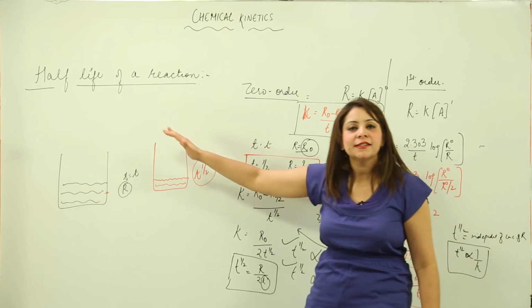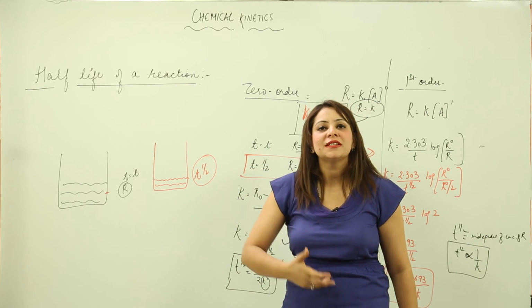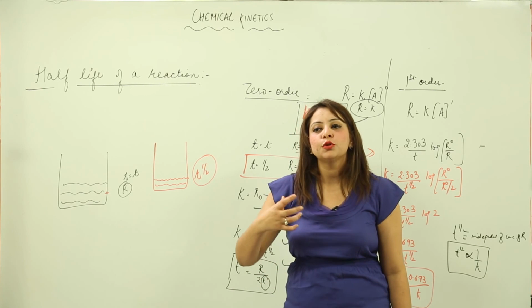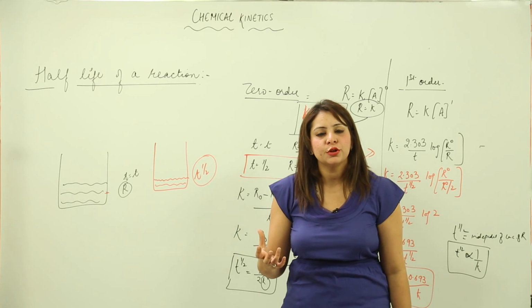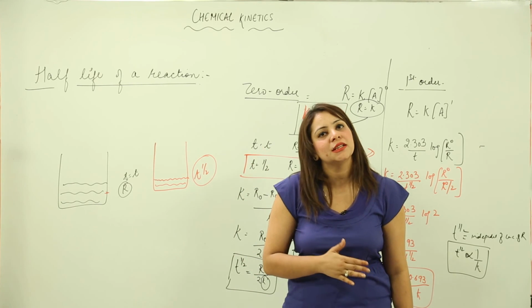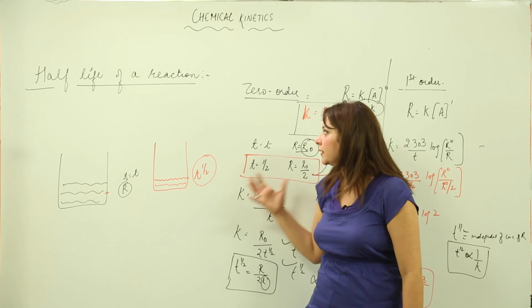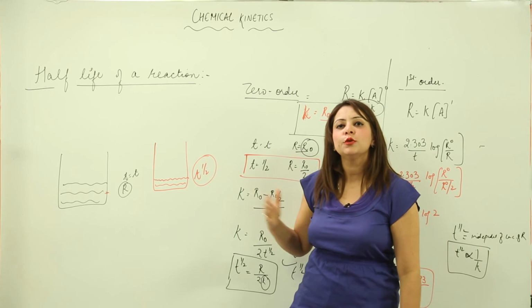I think it's clear what half-life is. Half-life is just the time consumed to reduce the concentration of the reactant to half of its initial concentration. So now we are in a position to solve some numericals based on 0 order and first order. Just look at the board carefully.